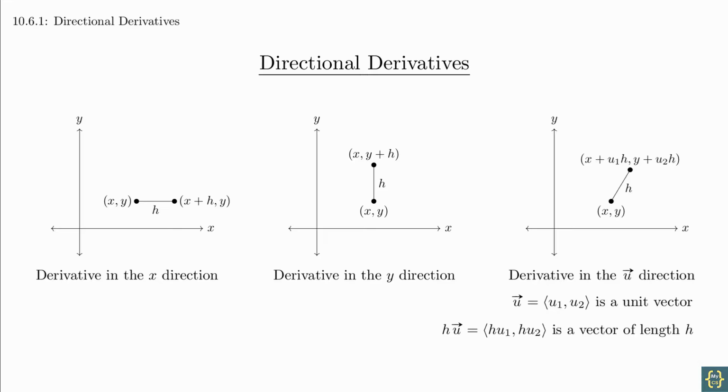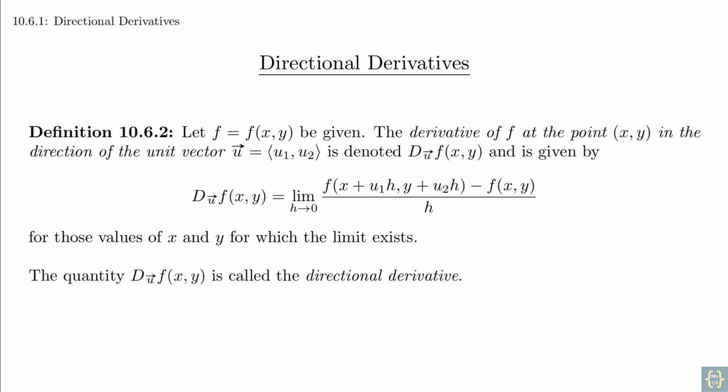And this vector shows us the change in x and y if we take a step of size h in the direction of u. Then the directional derivative is just the limit of the difference quotient as h goes to 0. Definition. Let f of x, y be a function. The derivative of f at the point x, y in the direction of the unit vector u is denoted as D sub u of f of x, y, and is given by this formula for those values of x and y for which the limit exists. D sub u of f of x, y is called a directional derivative.